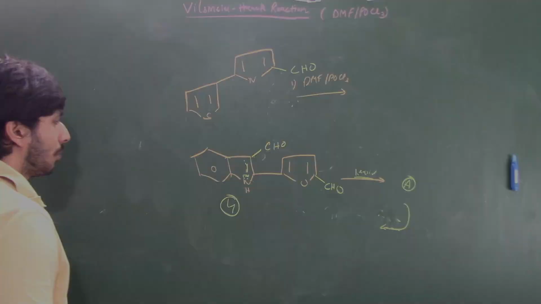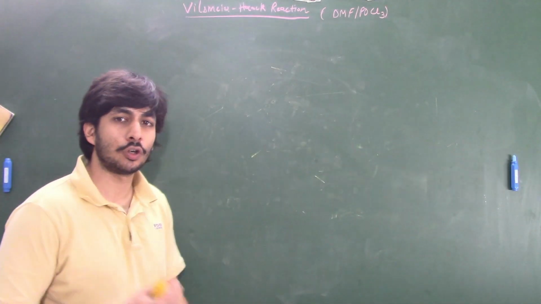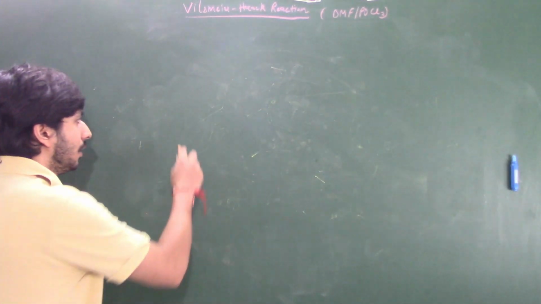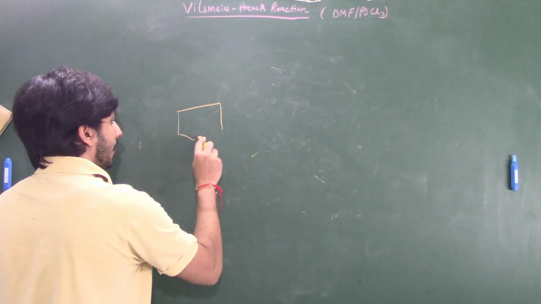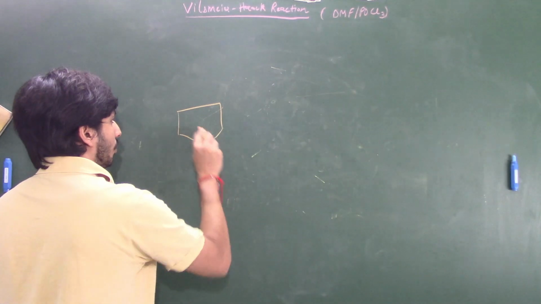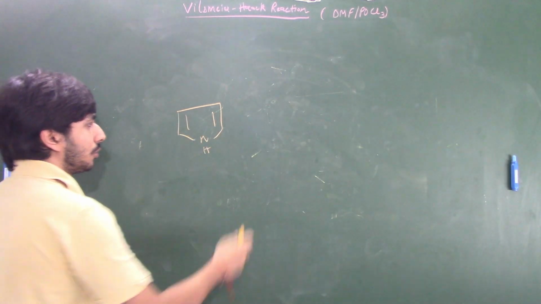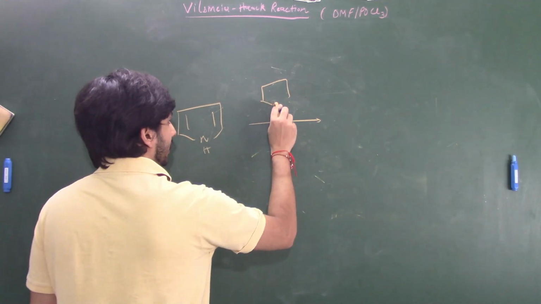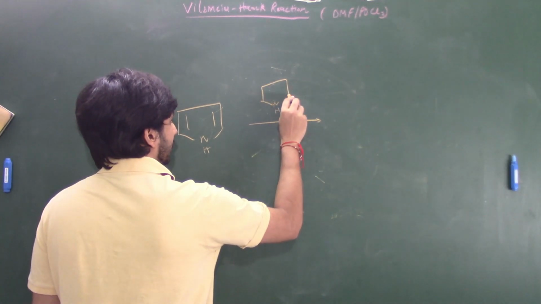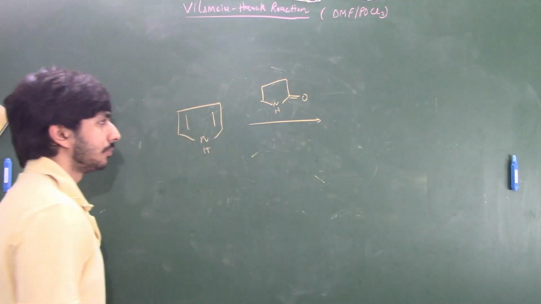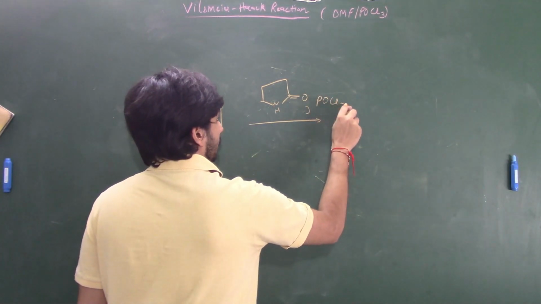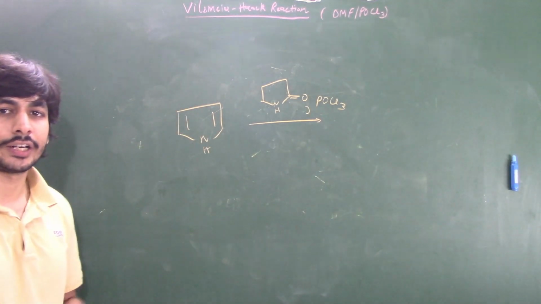Okay, so let's look at one more example. You can try and pause the video, draw the mechanism, and try to find out according to you what would be the answer. Okay, so let's say I have this substrate, I have a pyrrole. Okay, I have a pyrrole, and to this pyrrole, what I add is a lactam. Okay, so again it is an amide only, but a cyclic amide, which is called a lactam. So I add this along with POCl3. So now you can pause the video and try to find out the answer.